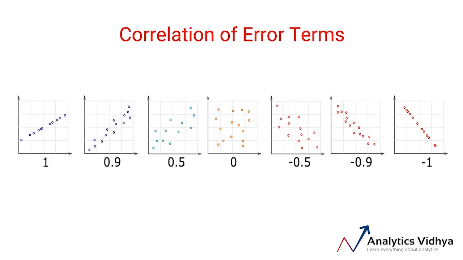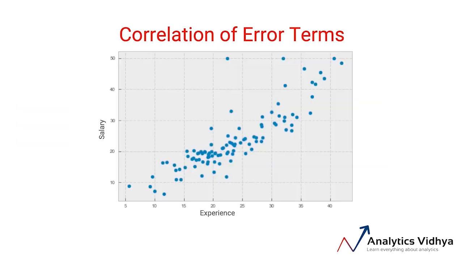The second assumption which linear regression makes is that of correlation between error terms. It assumes that there is no correlation between error terms. Now, we already know what correlation is. If two variables are highly correlated, they would impact each other, so change in one variable would impact the other variable. In this particular case, what do we mean by correlation of error terms?